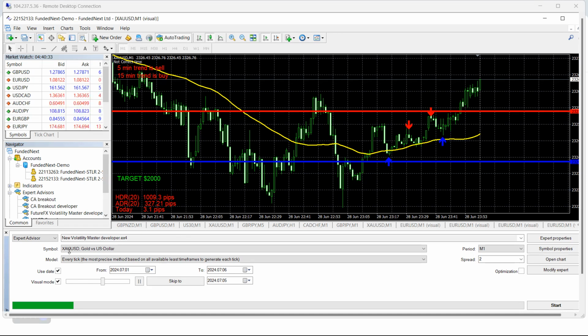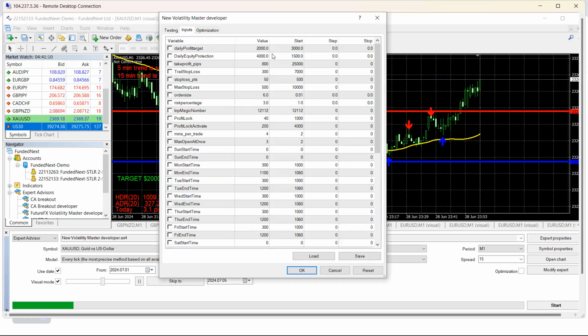So just here, I've just got gold. Usually you've got to get the spread right. It's pretty early in the morning here, so the spread's probably a bit larger. So I've been using 15 for my spread for gold. You want it something pretty similar to what your broker is. A little bit out won't change the results too much, but one thing to keep in mind there. What I've got here at the moment is just my normal sort of gold settings.